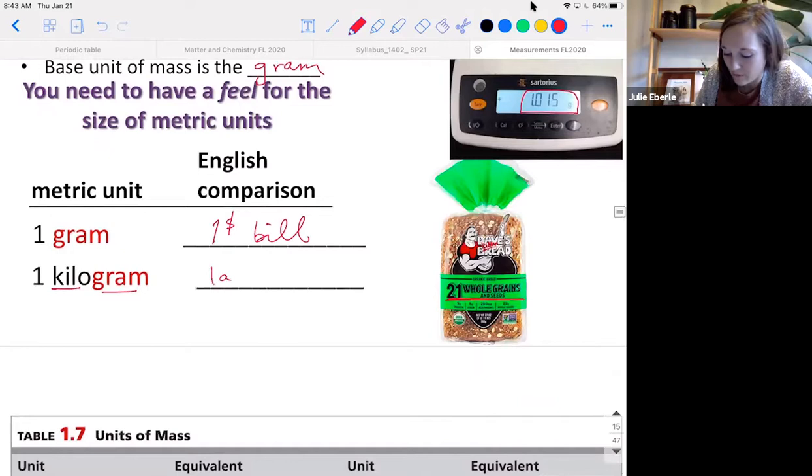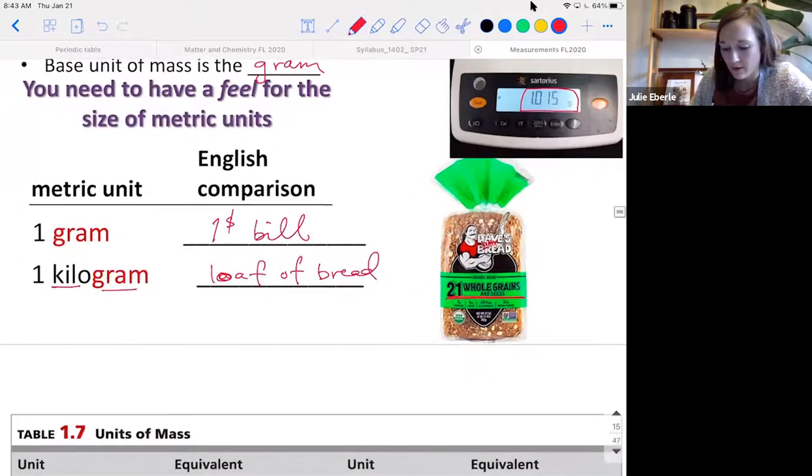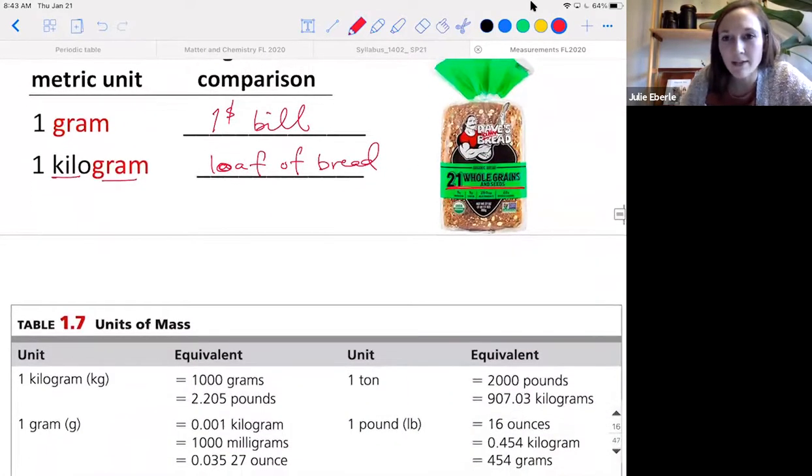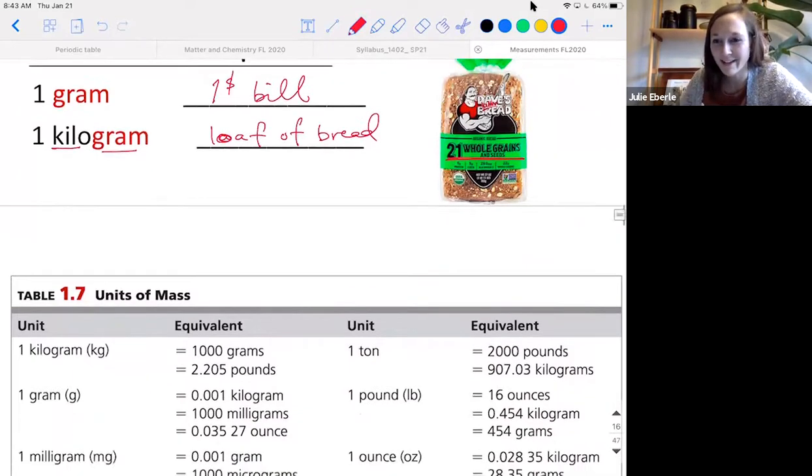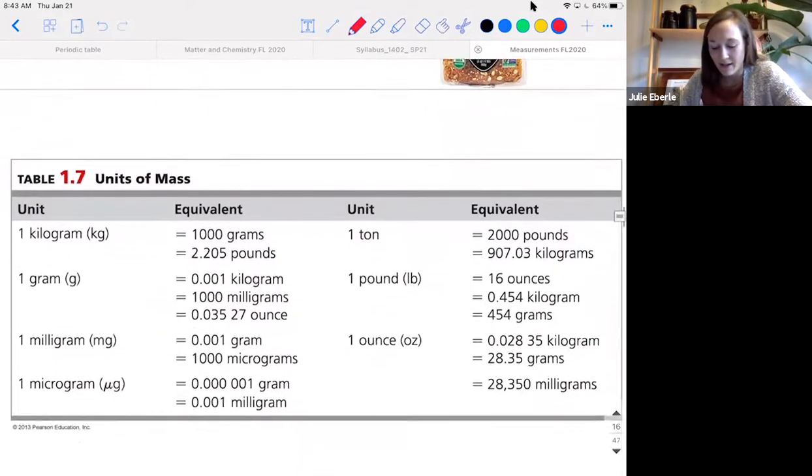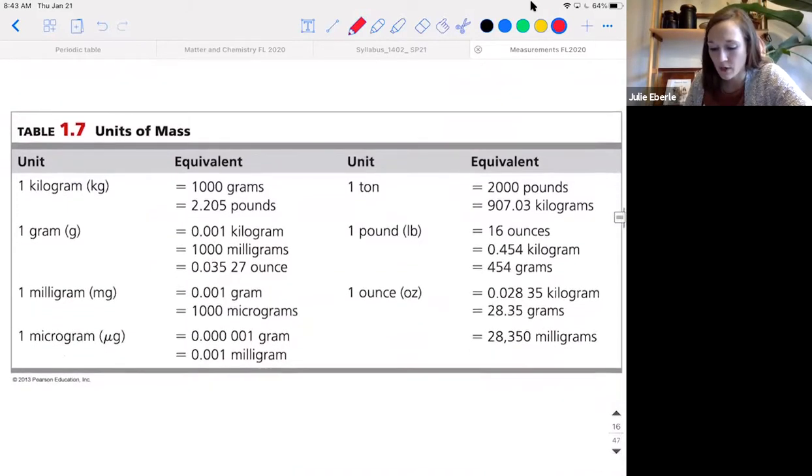So, loaf of bread. You'll find it's not common, but any place I can find to talk about food in class, I will. So if you haven't had your breakfast yet, I'm sorry. All right, here's a table for mass, just different equivalents, different relationships between units, and you can use that as well.